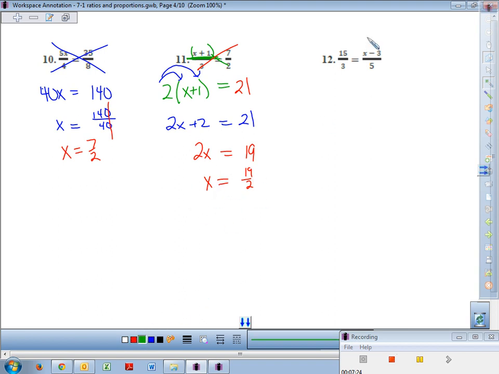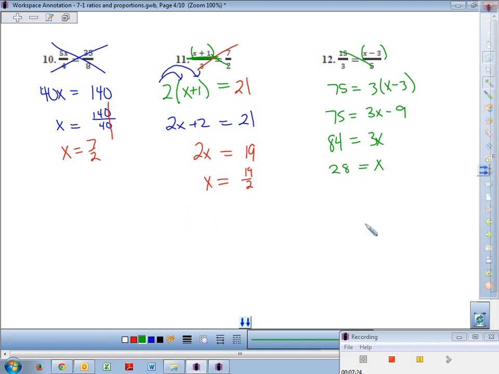Number 12, again, more than one term in a numerator or denominator, so we'll group it, and then we will cross multiply. 5 times 15 is 75, and that will equal 3 times that whole group right there. And then we'll distribute. Add 9 to both sides, and get an 84. And then divide both sides by 3, and x equals 28.